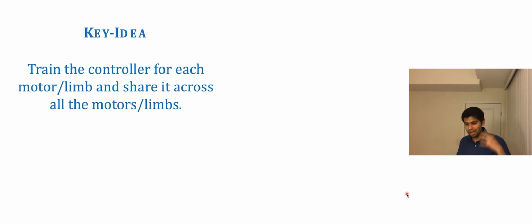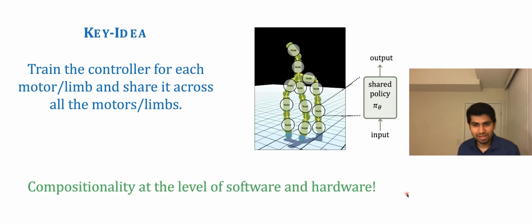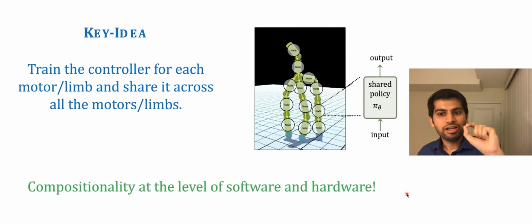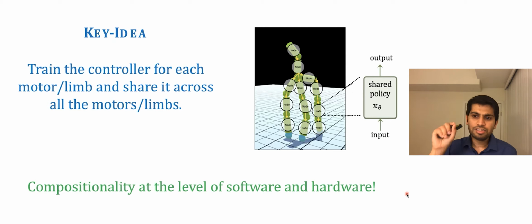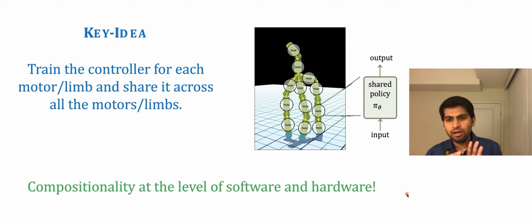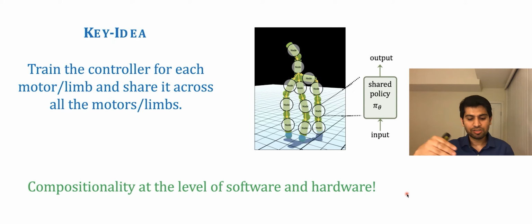Okay. So I said quite a few words. Let me just try to explain that. So suppose this is my robot. Now I will train a policy for each motor or limb, like a hand, and then share that policy across all the limbs. If I have tens of these robots, I'll share the same policy across their limbs as well. So the policy is shared across motors of the same robot and across robots.